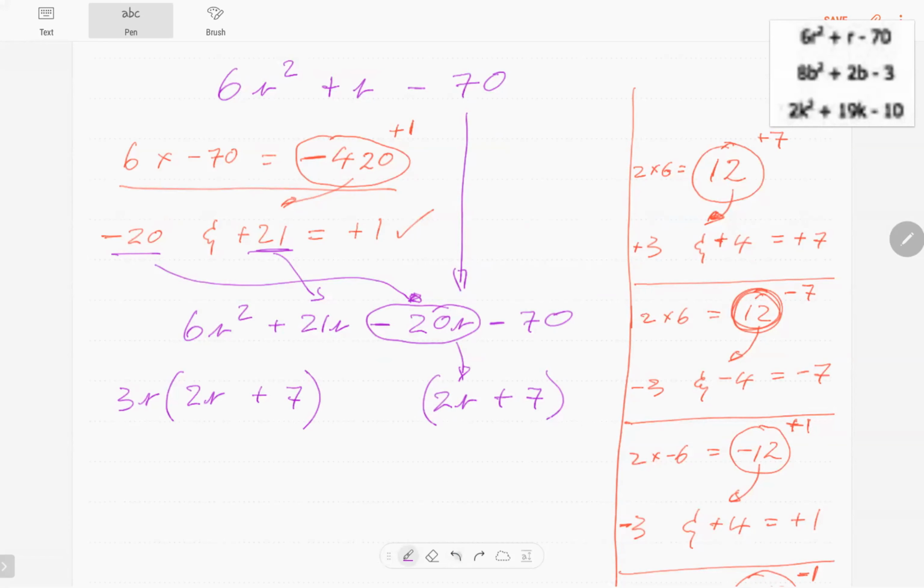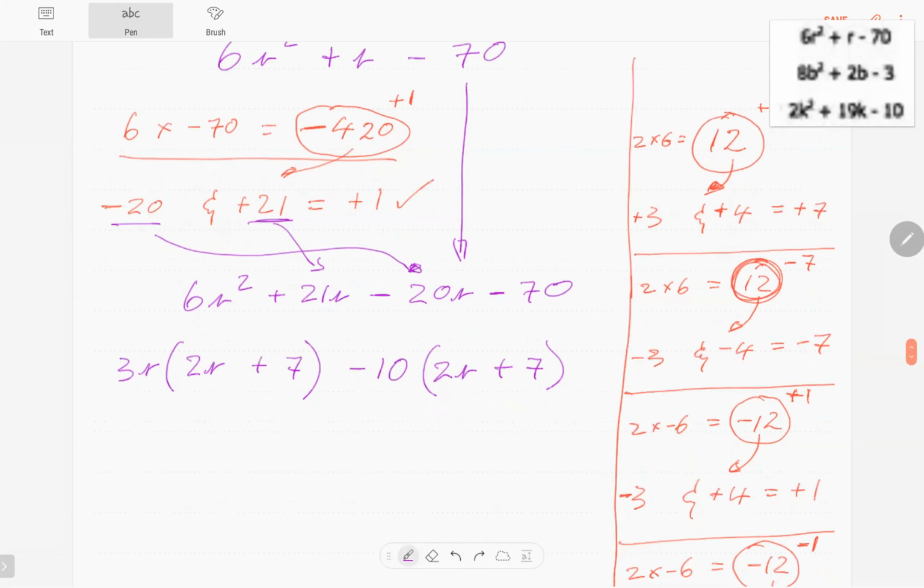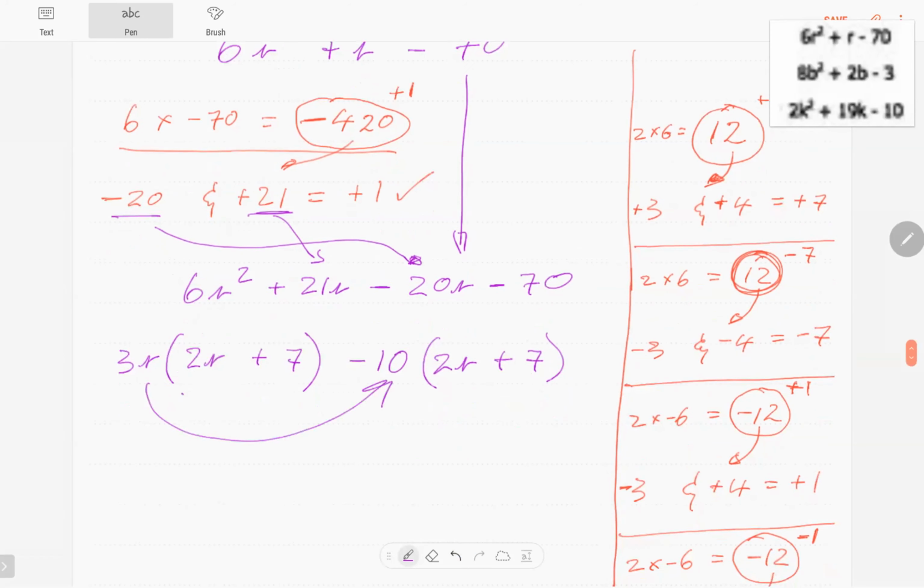Right? So I must have factored out a negative 10. Factor out a negative 10, and then you check it. Negative times this is that, which is good. Negative 10 times positive 7 is negative 70, and then you finish. It becomes this and that times that. All right? So it becomes 3r minus 10 times 2r plus 7. That's the first one.